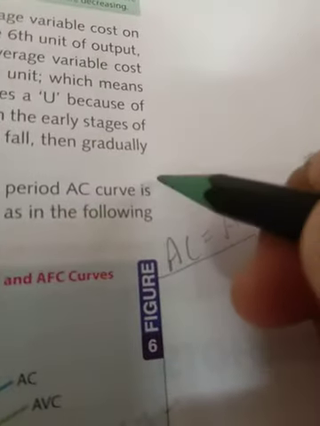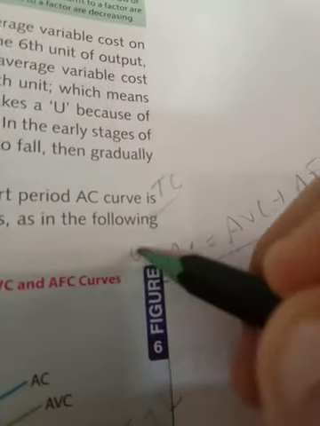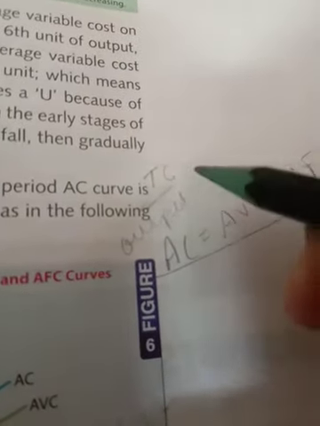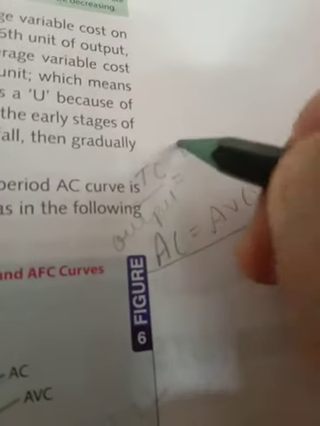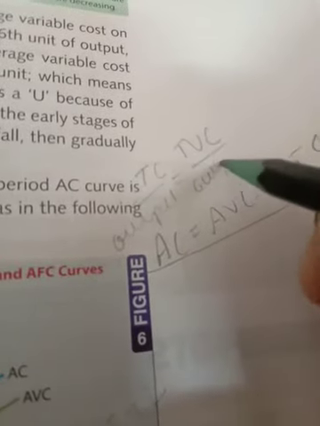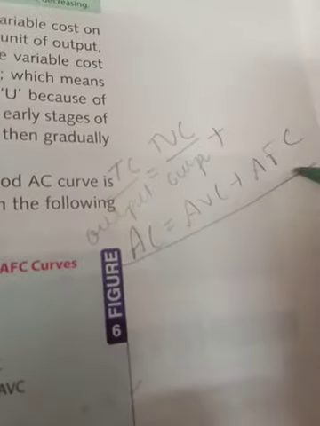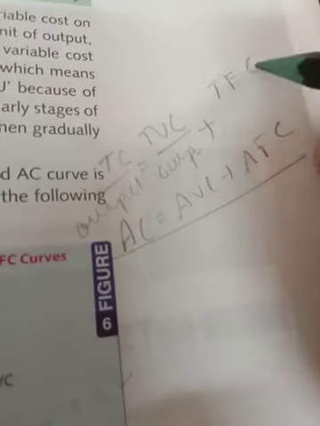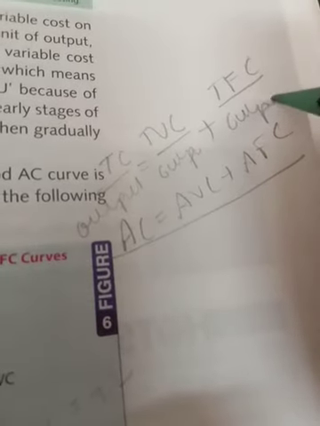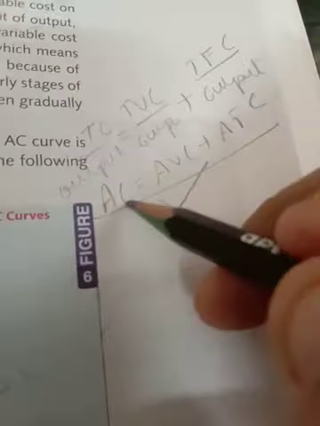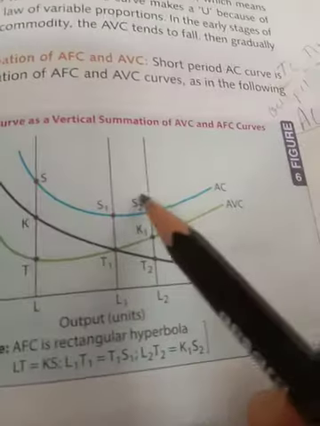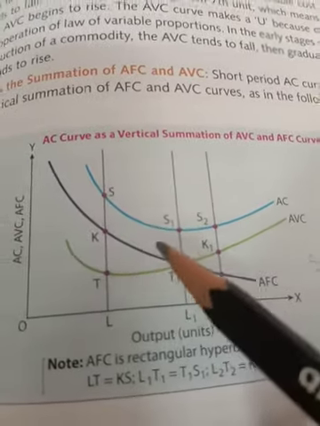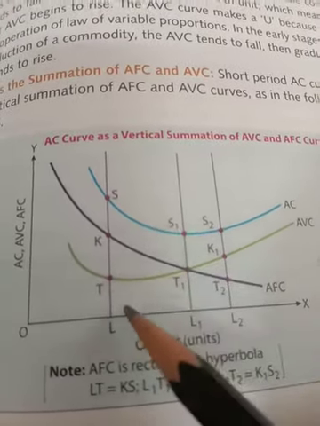How does average cost come? When total cost is divided by output. And how has average variable cost come? When total variable cost is divided by output. And how does average fixed cost come? Total fixed cost is divided by output. Now in this way all the averages are there. In the same way we will find the difference between the curves as we are doing with the numerical.